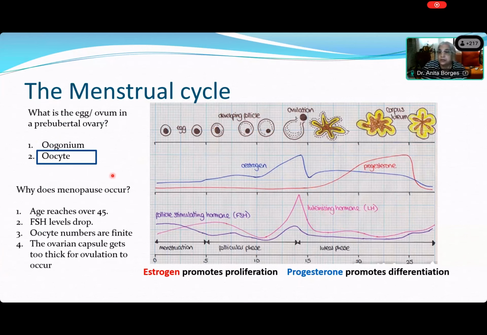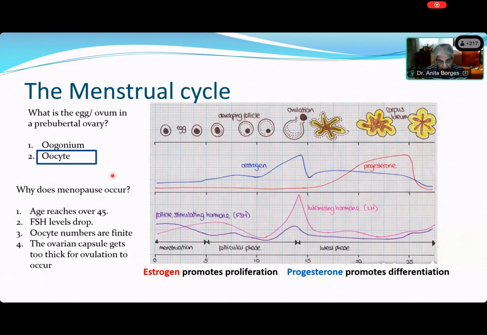All right. So if that is about the oocyte, now Simi, would you like to take this? Why does menopause occur? There are 4 options. The age reaches over 45, FSH levels drop, oocyte numbers are finite, and the ovarian capsule gets too thick for ovulation to occur. There are fixed numbers of oocytes. Females are born with a fixed number of oocytes. You don't get more oocytes in the reproductive age group.